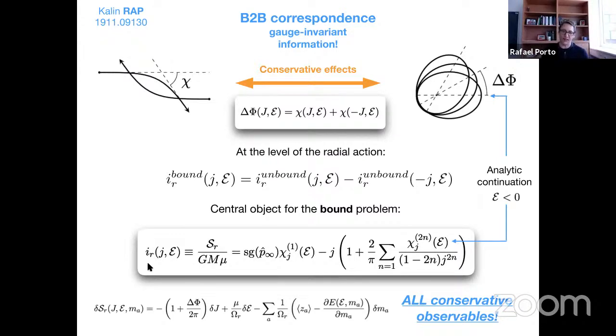So let's pause for a second. That means that if you hand me the scattering angle by whichever means you want, it doesn't have to be the scattering amplitude anymore. You can do this classically. You can do this by any method. I can reconstruct the radial action and compute all the observables of the conservative sector so far of the two-body problem. So this is very nice because this tells us that if we know the scattering angle, we solve the problem.